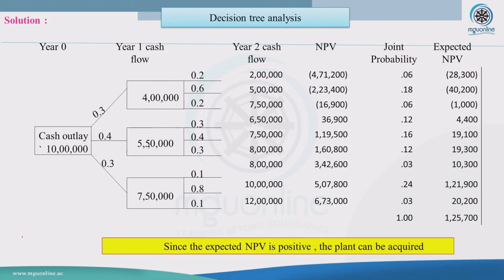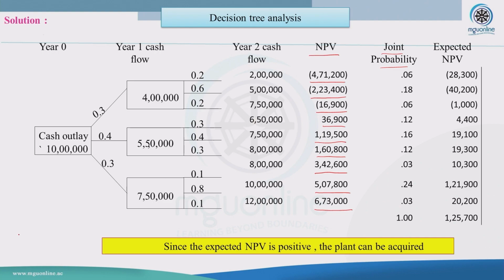Next, we can write the already calculated net present values in the decision tree. In the first option, it will be minus 4,71,200, and the second option will be minus 2,23,400, then minus 16,900, 36,900, 1,19,500, 1,60,800, 3,42,600, 5,07,800 and 6,73,000.